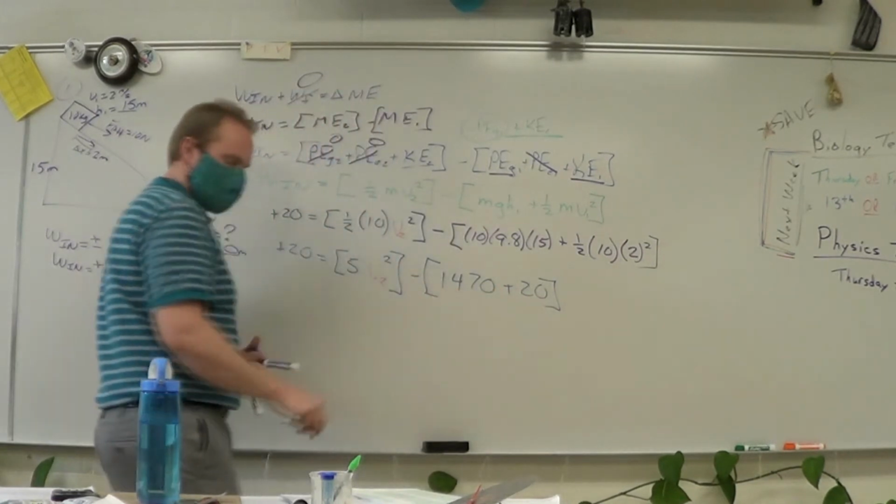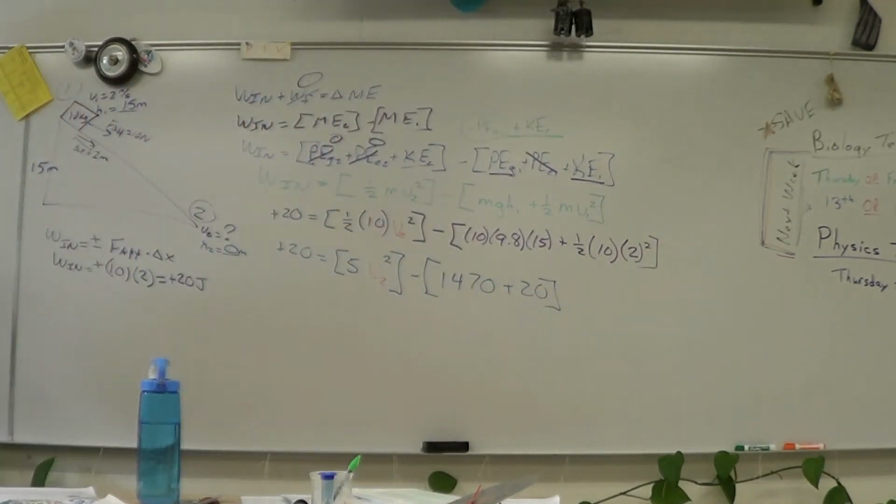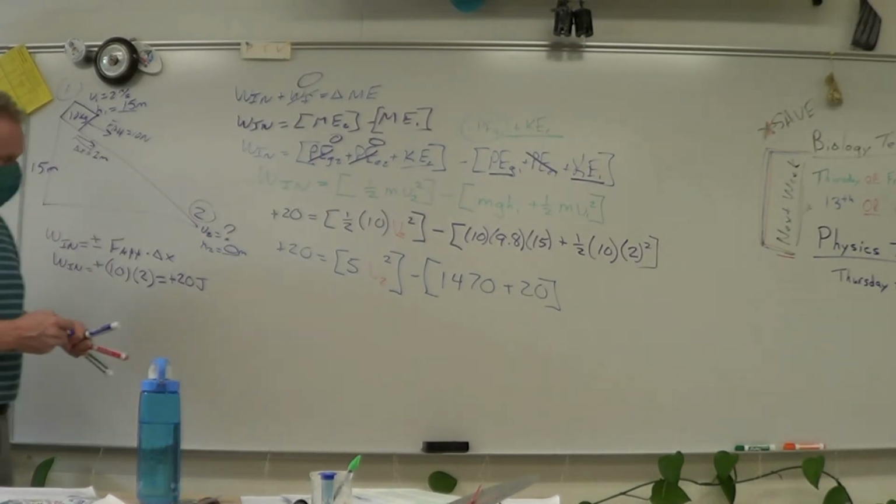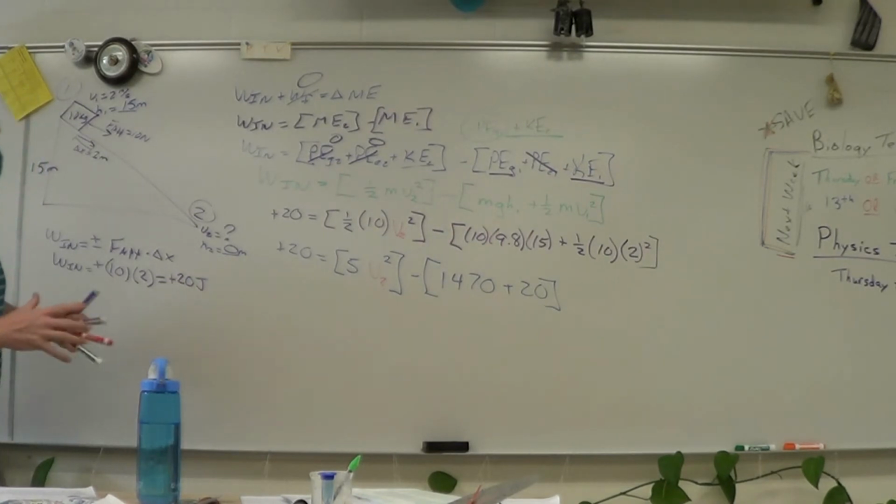Before you write down those last two numbers, let me double check them, but I think they're right. Yep, they're good. Okay, so I go through and I do the multiplication. 1/2 of 10 is 5, V2 squared.